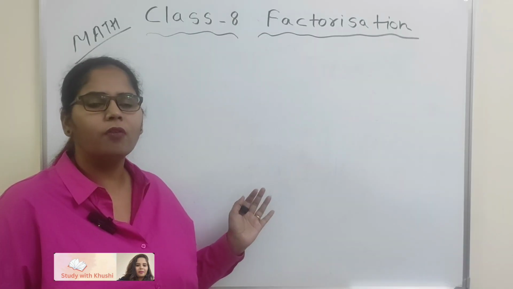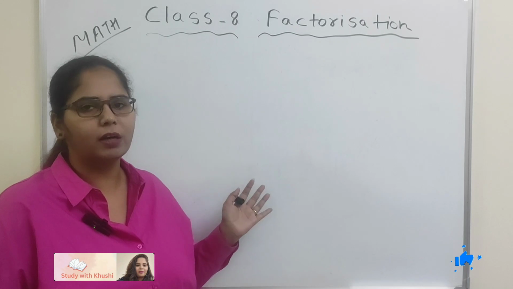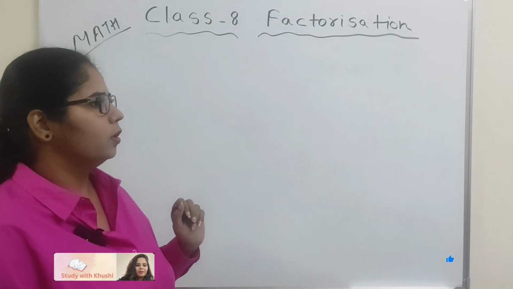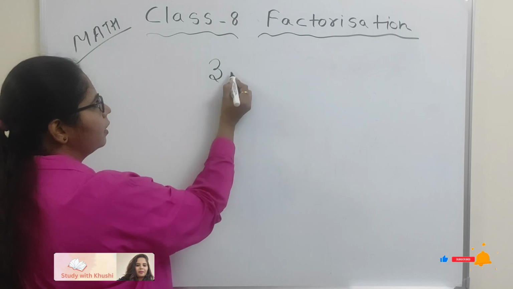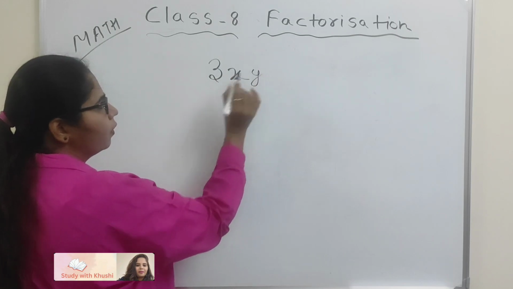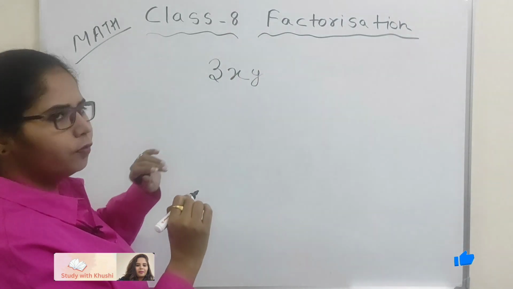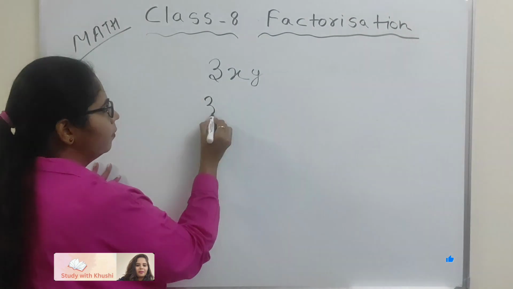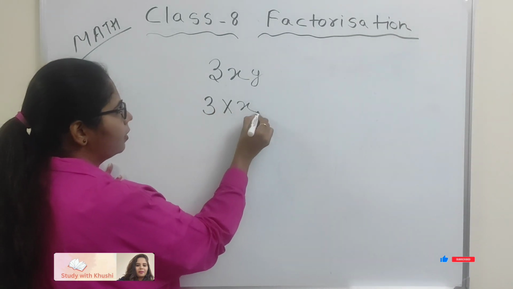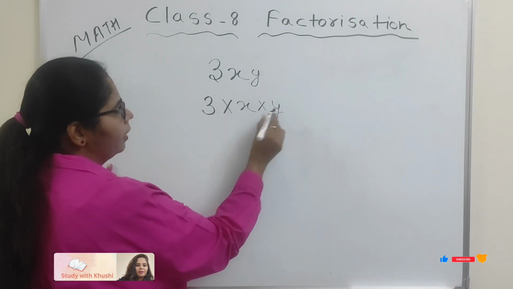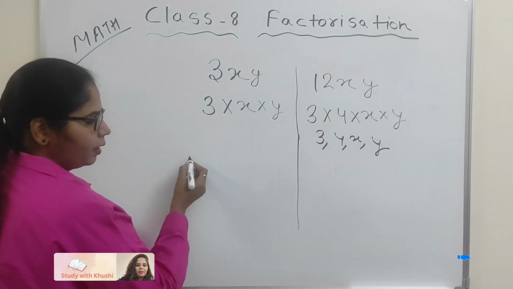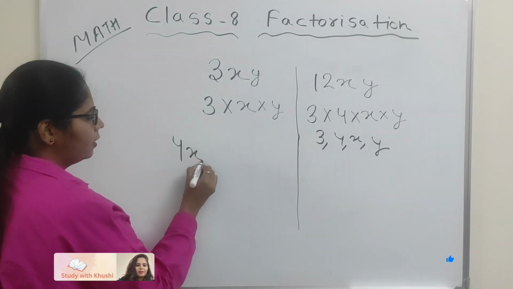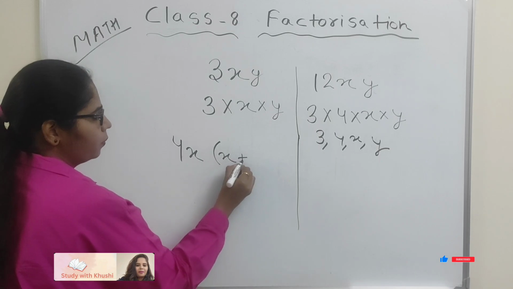Now we will see factorization, meaning factors of algebraic expressions. Suppose I write 3xy. Okay, so what are the factors of 3xy? 3 multiplied by x multiplied by y. So those are the factors of 3xy. Now the factors of 4x(x plus 2).